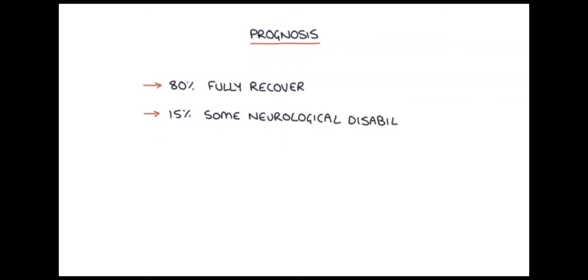Finally, let's go through the prognosis. These are rough numbers, but around 80% of people will fully recover. 15% will be left with some sort of neurological disability, maybe some slight weakness or some neuropathic pain, and 5% of patients will actually die from the condition.